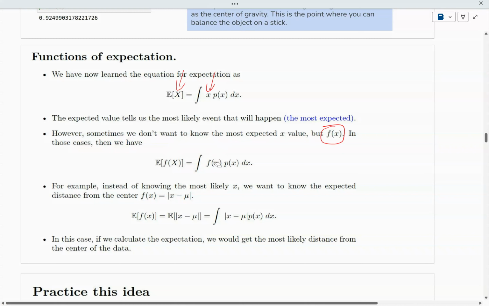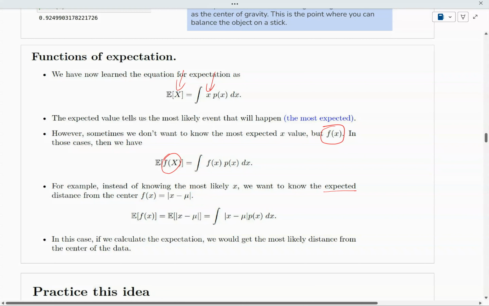I'll give you an example. Under what cases? Sometimes we don't want to know the most likely x. We want to know the expected, the average distance from the center. So we want to average the distance from the center instead of averaging the x, right?